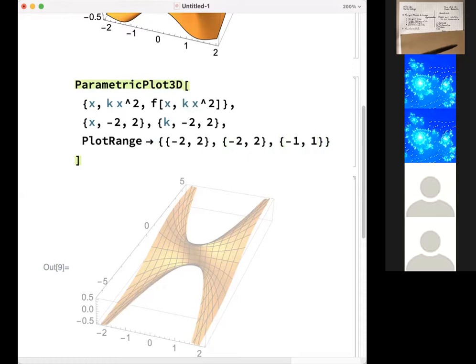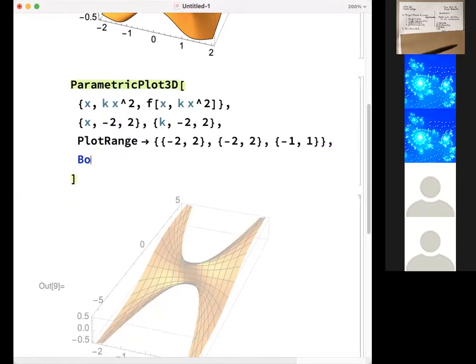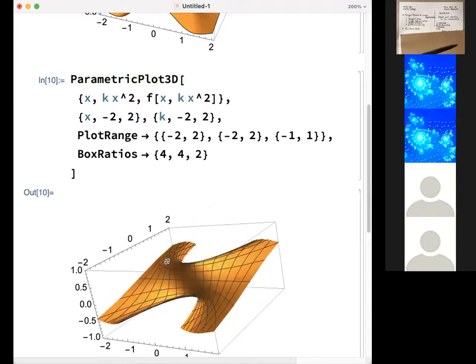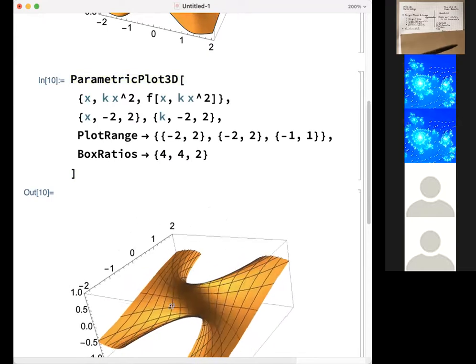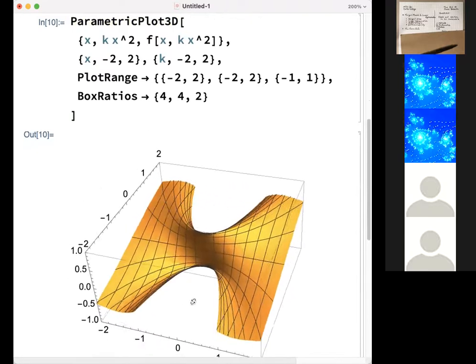Here's something else you could investigate. Let me make that a little bit larger for you. It's called box ratios. Box ratios, aspect ratios at various times, but notice how my box is going to be 4 by 4 by 2. So I could tell Mathematica to display the units 1 to 1 by saying 4 by 4 by 2, or I could adjust it some other way. Let's see how this works out. Okay, now it's a little nicer, but I see what's missing right here is that I've only drawn some of the things.